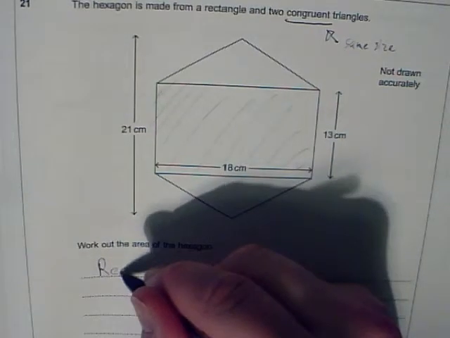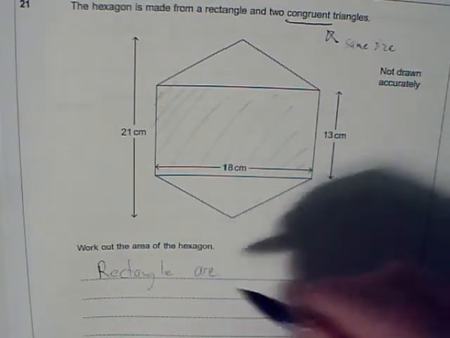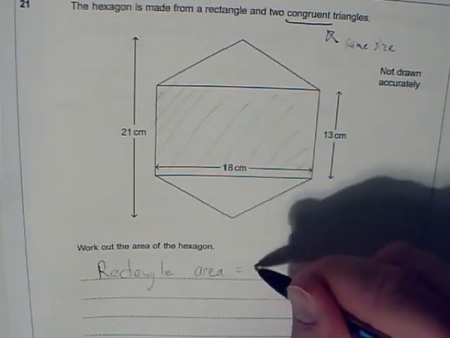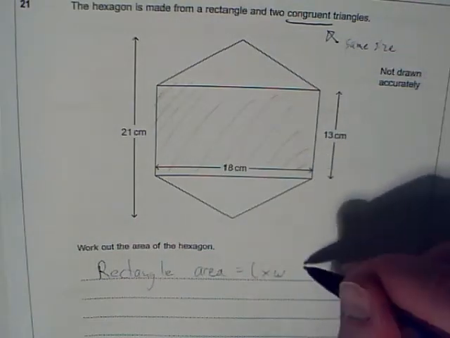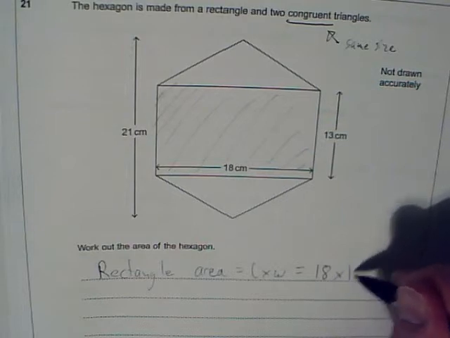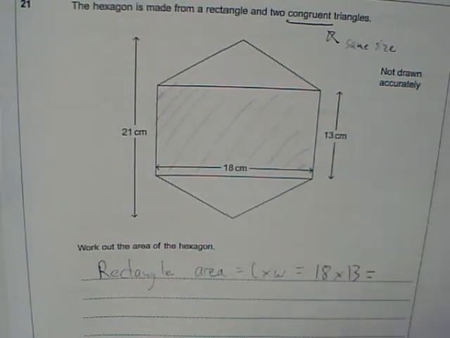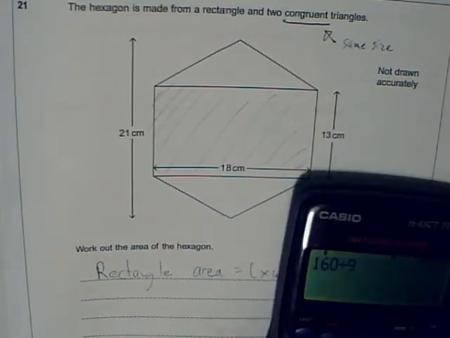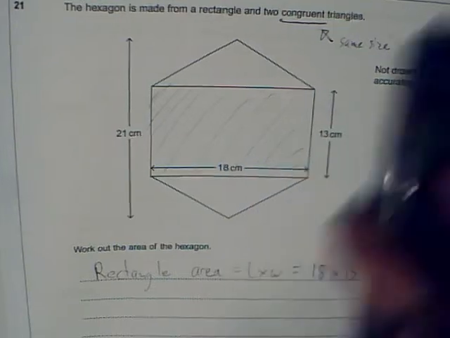Okay, rectangle, and this will get you some of the marks. Rectangle area equals length times width, isn't it? So there's my length, there's my width, which equals 18 times 13, and these are both centimeters. Let's not forget the units. So 18 times 13, do it on my calculator, 18 times 13 is 234.